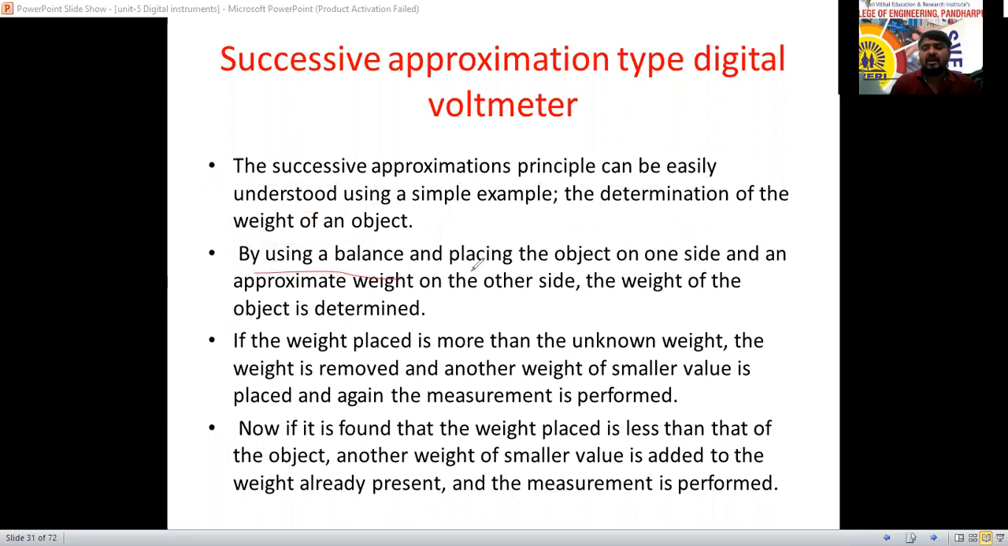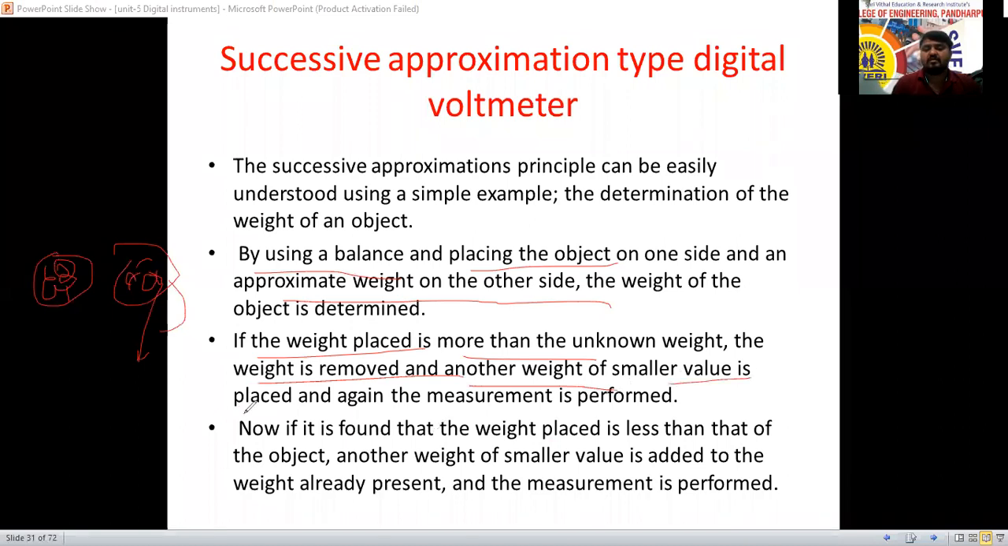By using the balance, placing the object on one side and approximation weight on the other side, I will put the weight stones on the other side. If the weight placed is more than the unknown weight, this is the unknown weight and this one is more than that, so I will remove some stone and add some lesser value over there. Like that, the weight is removed and another weight of smaller value is placed, and again the measurement is performed.